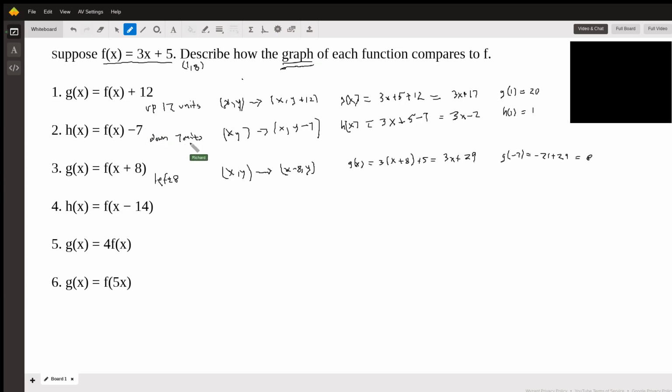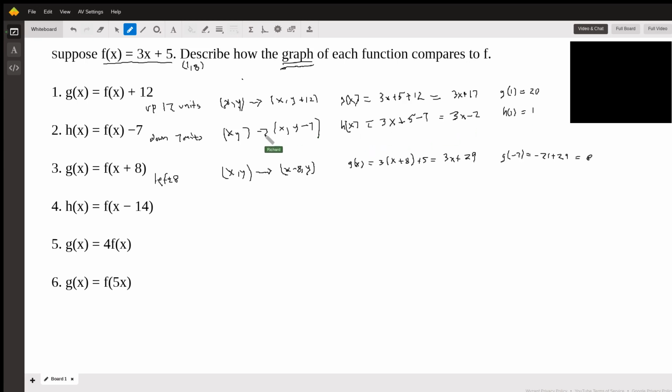This would be down 7. We do the same thing here if you want to see the general transformation. Now for h, it's the original minus 7, so that comes to 3x minus 2. And when you plug 1 in for h, it's 3 times 1 is 3, minus 2 is 1. So you can see that 8 goes down to 1, which is negative 7.